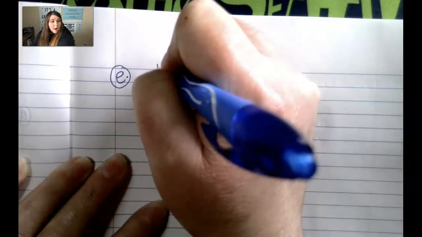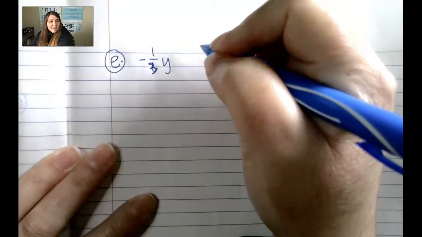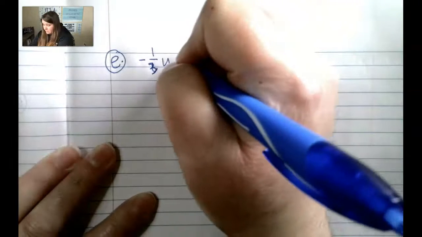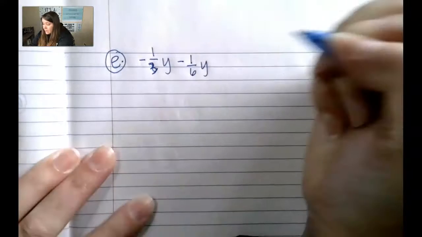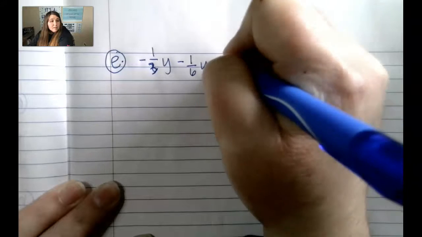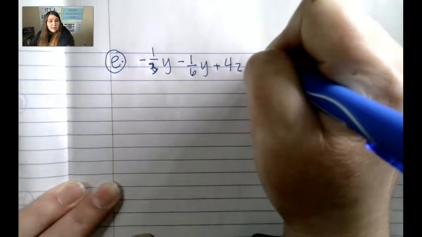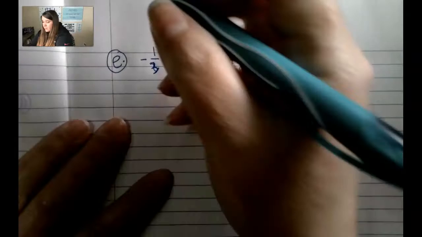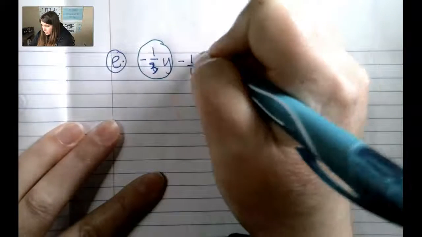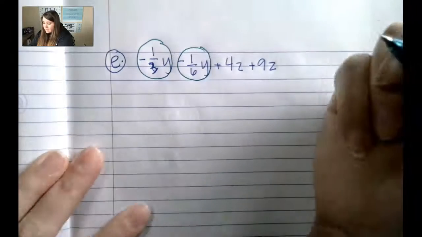Okay, we have, let's go like this, negative 1/3 y. I don't know why they're all y's today. Negative 1/3 y minus 1/6 y plus 4z plus 9z. All right, so we're going to be worrying right here first about the negative 1/3 and the negative 1/6.